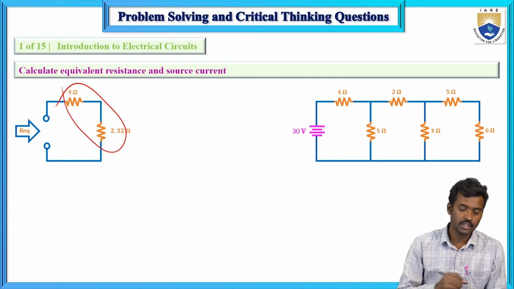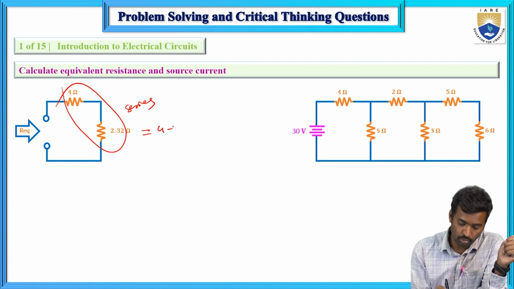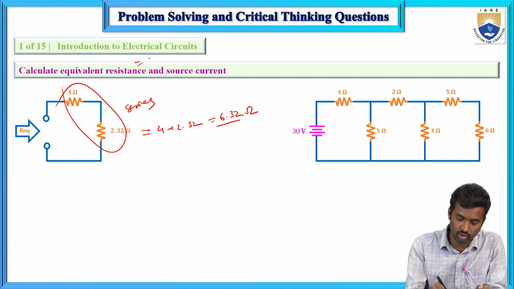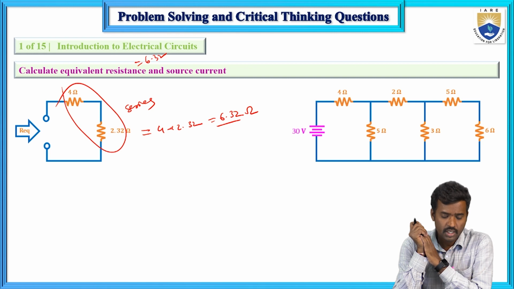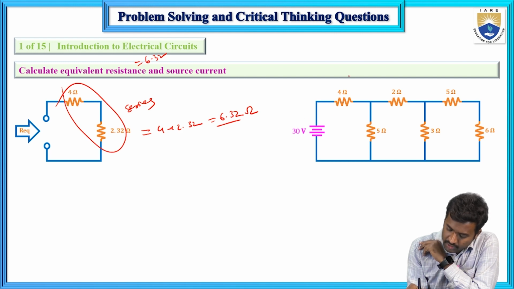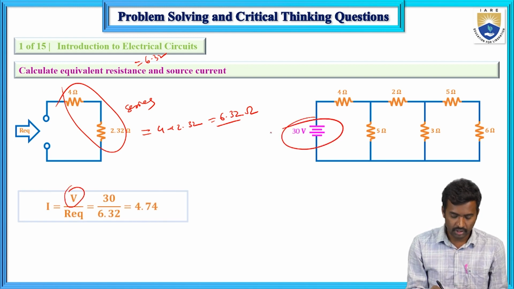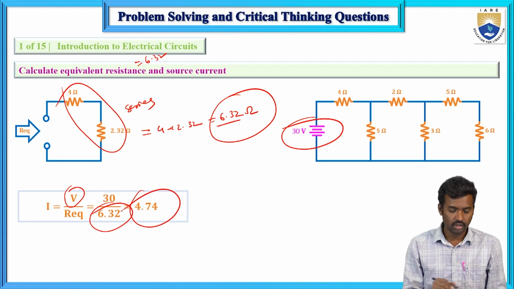Now again, these two are connected in series. Series connection indicates R1 plus R2, that equals 4 plus 2.32, that equals 6.32 ohms. Here, calculate the equivalent resistance means that equivalent resistance equals 6.32. Now second question in this, source resistance. Source resistance means here this is the source voltage and this one is the equivalent resistance. Here the voltage is 30 volts and R equivalent is 6.32.